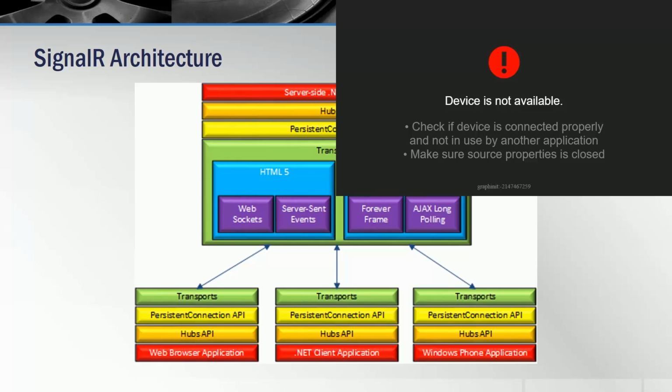But before we get there, let's talk about how SignalR works and what its architecture looks like. In SignalR, you have this concept of transports. Transports are at the lowest level. You really don't mess with them. They are pluggable, but there's really no need to do that. You can see what some of the different transports are up here: WebSockets, server-sent events, Forever Frame, and Ajax long polling.